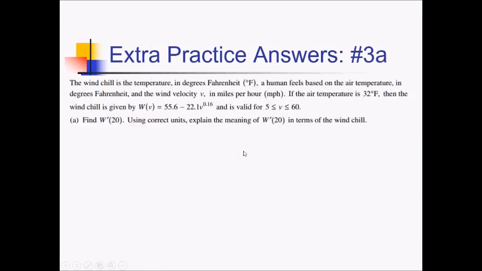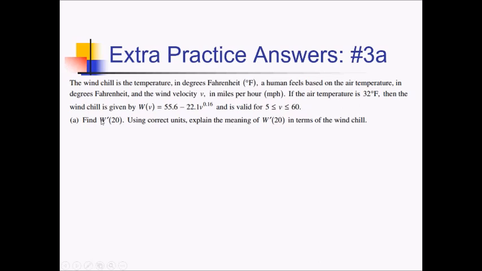On this free response problem, we're talking about wind chill. This is how cold it feels in degrees Fahrenheit, and this is going to be a function of the wind velocity, which is in miles per hour. So if your air temperature is 32 degrees Fahrenheit, so this is only a very specific wind chill, then the wind chill, the new temperature, what you feel, is given by this w of v function right here. And this is valid apparently between 5 to 60. I guess if you're going faster than 60 miles an hour, you've got bigger problems than wind chill.